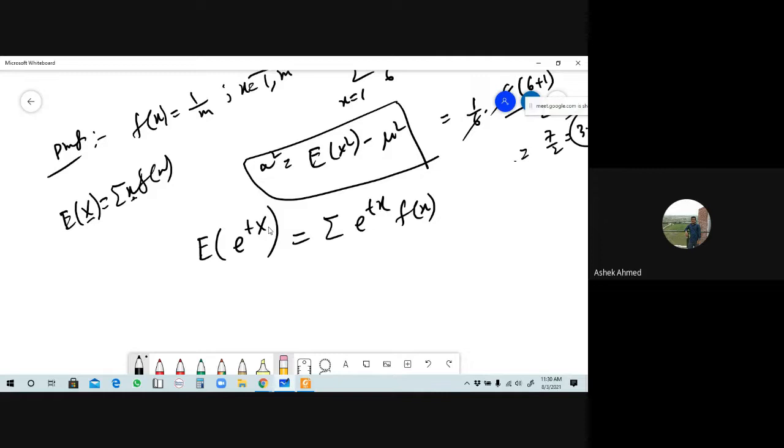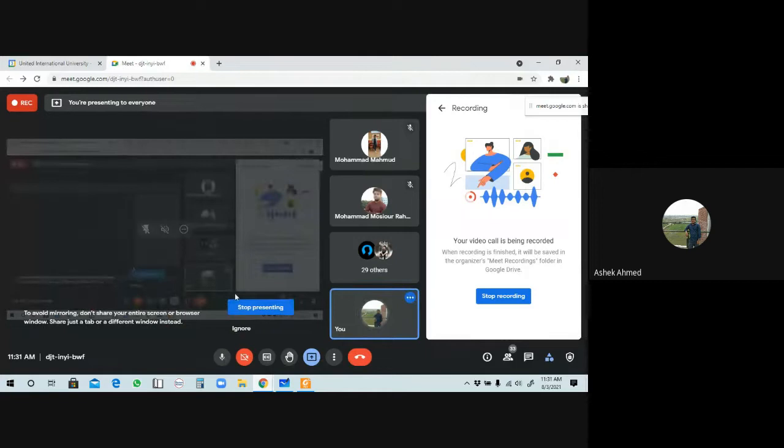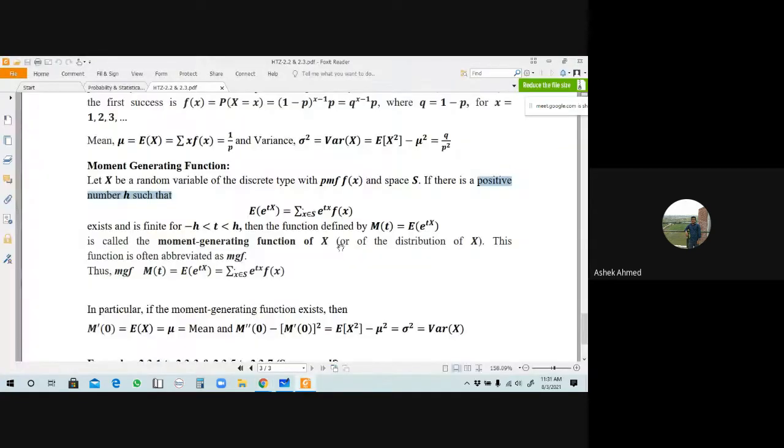So from here this is called the moment generating function, which is written as mgf. mgf represents moment generating function here.